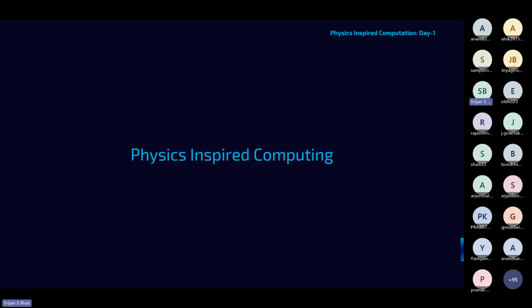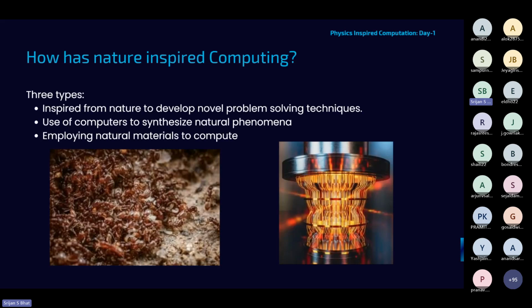Now let's go to how physics has inspired computing. I have put a lot of ants in this picture. Can any one of you guess why? Why have I put a picture of so many ants there? You can write it in the chat box. I can see raised hands.